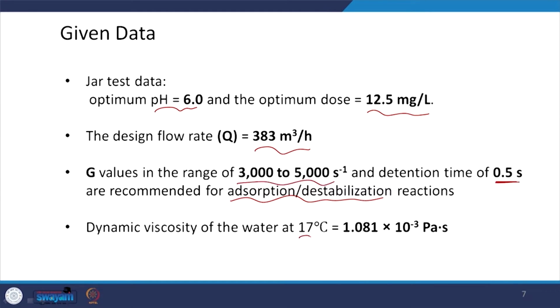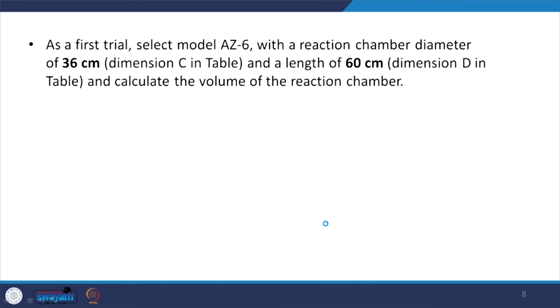And the temperature, why is it relevant? Because the viscosity of water changes with temperature. So this is the temperature, this is the viscosity at that particular temperature. So this is what we have. So let's go ahead and look at it.